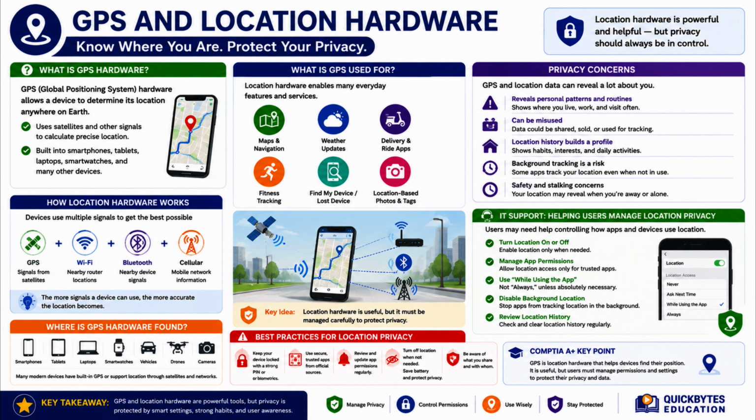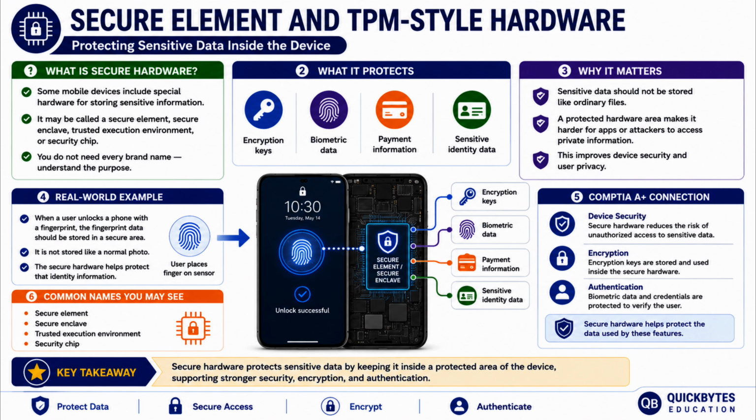But GPS also creates privacy concerns because location data can reveal where a user lives, works, travels, or spends time. Mobile devices may use GPS, Wi-Fi, Bluetooth, and cellular signals to improve location accuracy. From an IT support perspective, users may ask how to turn location services on or off, limit app permissions, or stop apps from tracking location in the background. For CompTIA A+, the key idea is this: location hardware is useful, but it must be managed carefully to protect privacy.